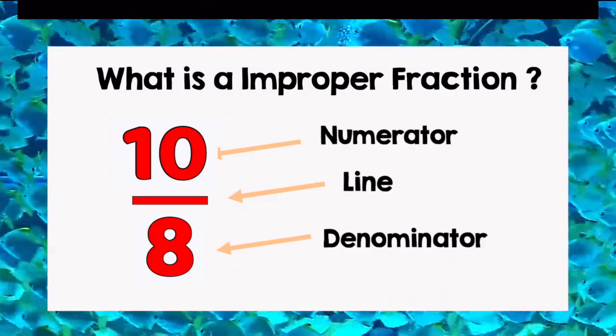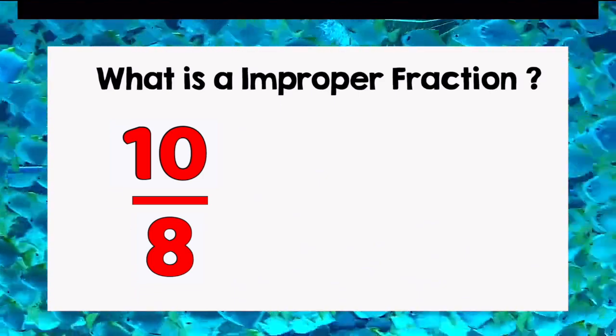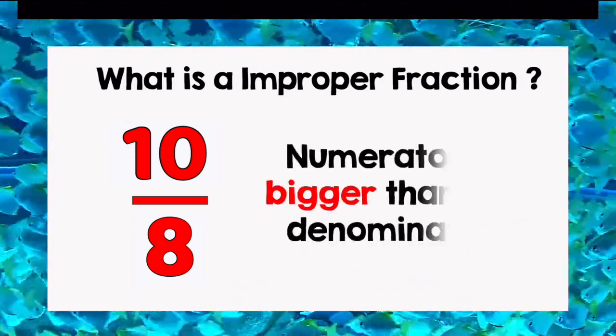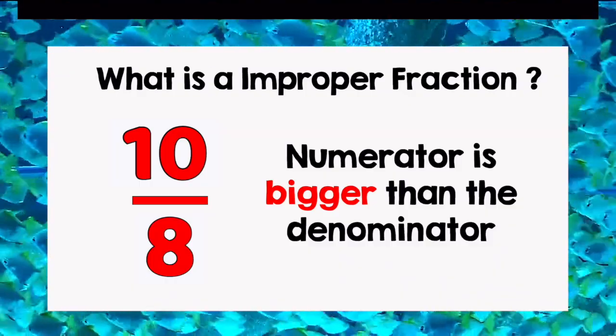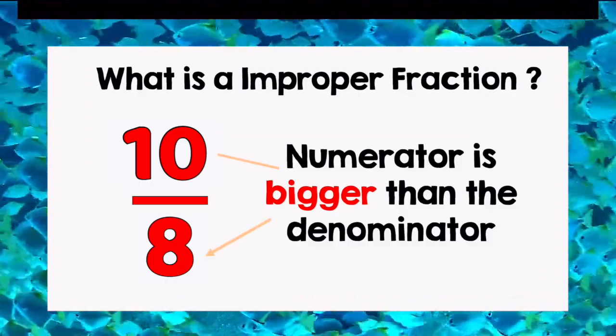Now let's go back to our original question. What is an improper fraction? Well, basically it's when the number on top is larger than the number on the bottom. So the numerator is bigger than the denominator.